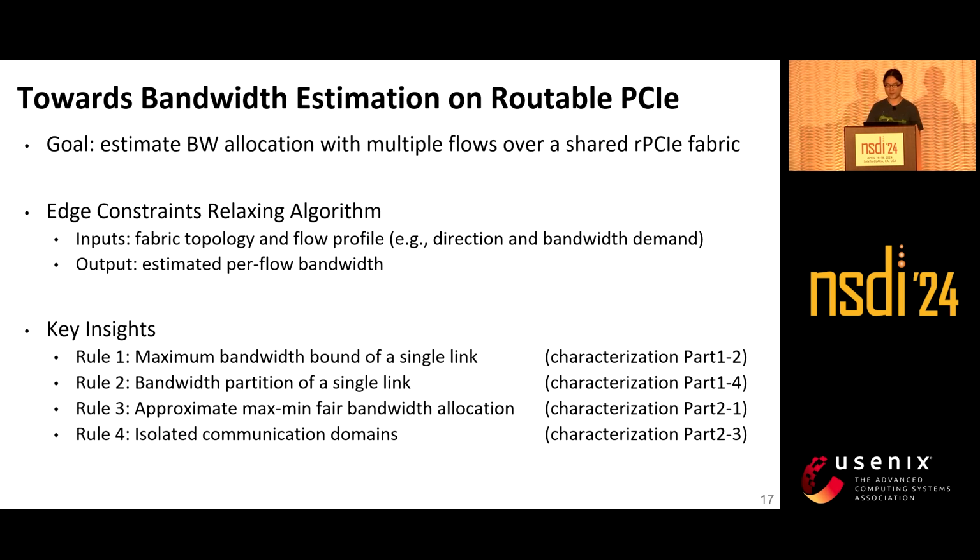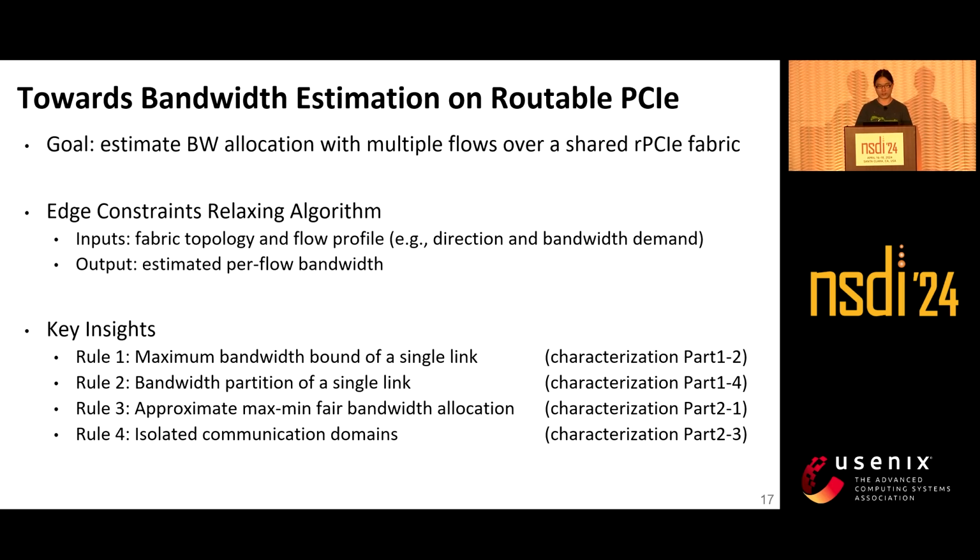The first rule is the maximum bandwidth bound of a single link. That is, the aggregated bandwidth should never exceed the link capacity, which is characterization part 1.2. The second rule is the bandwidth partition of a single link. That describes the bandwidth share of multiple flows sharing exactly the same source and destination, which is characterization part 1.4.